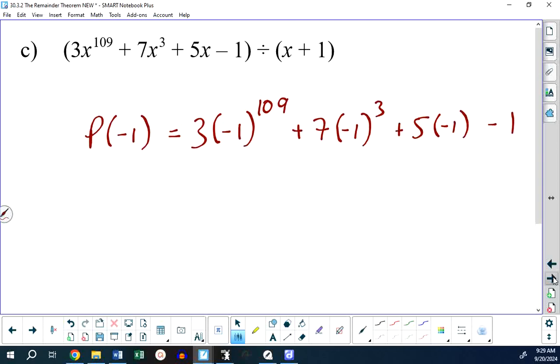A negative raised to an odd exponent retains the negativeness of it. I don't need to figure out what negative 1 times itself 109 times is. It's going to be negative 1. I would not give you this question with x plus 2, because then your number would be explosively large. So this is going to be negative 3. This will be negative 7. This will be negative 5. And this is negative 1. And we can add them together and get what I believe to be negative 16. Are we okay with that?